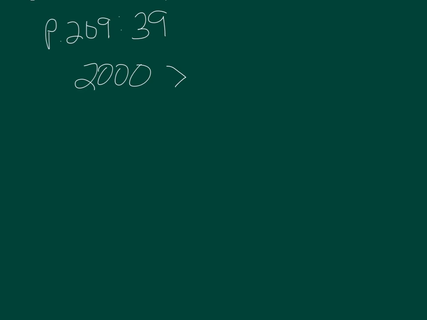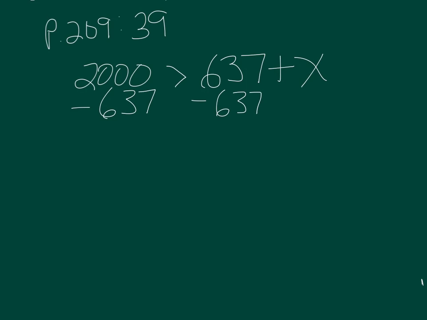Okay, so let's go ahead and look at this again. So we've got 2,000 total, and his airplane ticket is $637. And then we want to see how much else he can spend, which is X. So what we need to say is we want X less than an amount. So what are we going to do? We're going to subtract $637 from both sides. Okay? So what do we have? This cancels. We've got X less than this. And let's go ahead and subtract 637 from 2,000.